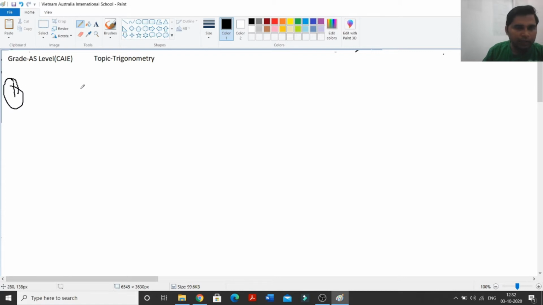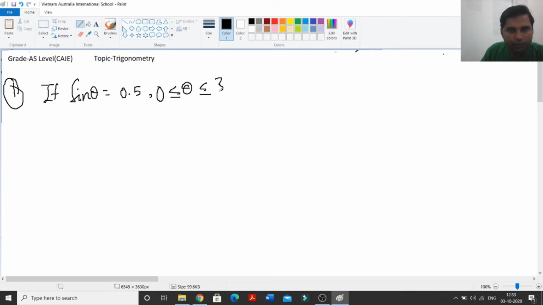Question number 1 is: if sine theta is equal to 0.5 and theta lies between 0 to 360 degrees, find the value of theta. Okay, this is the question.